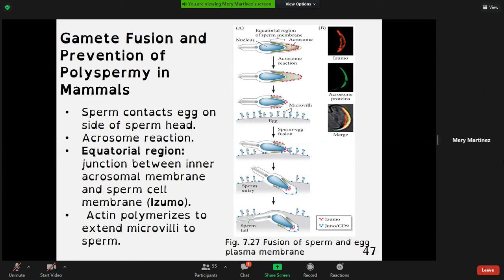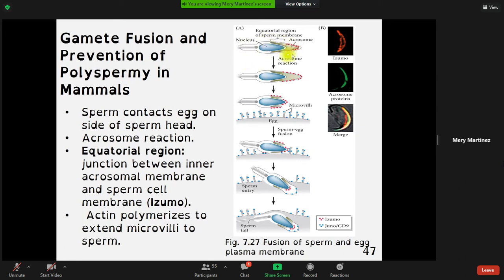So let's see how this fuses in this section. In mammals, the sperm contact the egg, not at the tip, as I mentioned, but more on the equatorial side, as we see in this image, okay? So that's what we call the equatorial region. So this right piece right here.